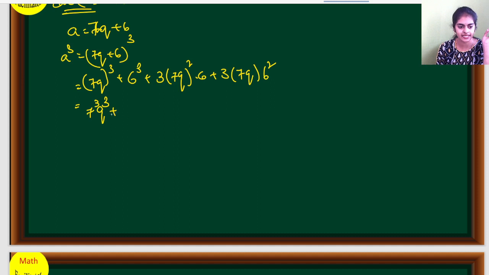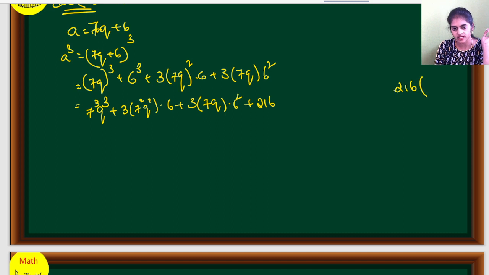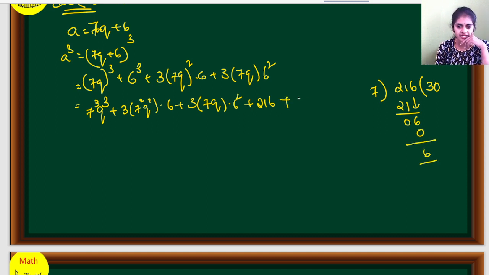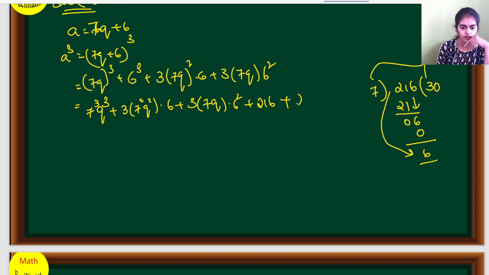6 cube is 216. So let me write all the other terms here. Now 6 cube is 216. Now 216, if I have to divide by 7, so 7 threes are 21. Now taking the 6 down, you will have 6, or rather 30 with the 0. So this is not divisible, so you can write 6 here. Which means 7 into 30 is 210, or 216 minus 6 is 210. Now 210 is divisible by 7. So if I take 7 common from all of this, I can write it as m, and this is plus 6.